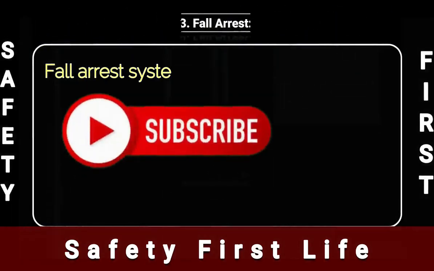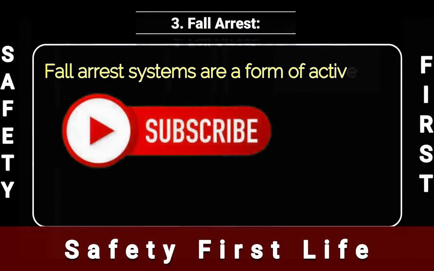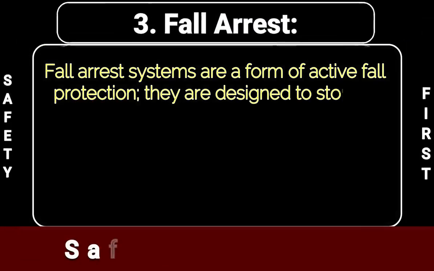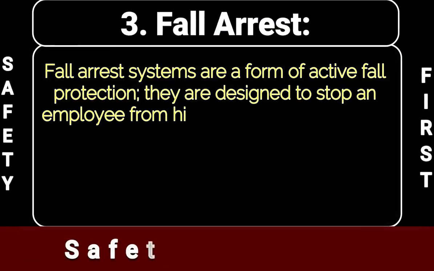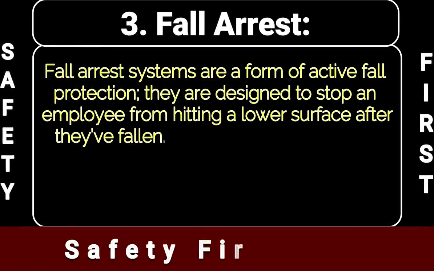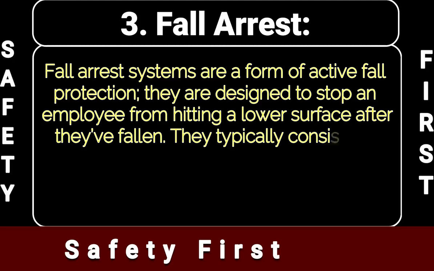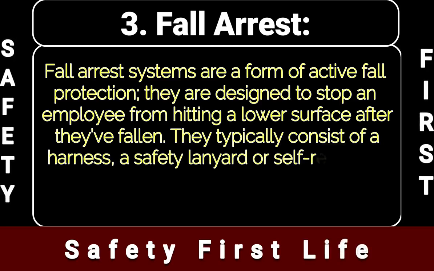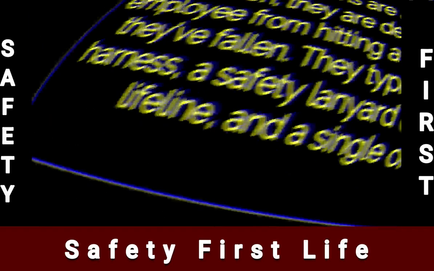Number 3, fall arrest. Fall arrest systems are a form of active fall protection. They are designed to stop an employee from hitting a lower surface after they have fallen. They typically consist of a harness, a safety lanyard or self-retracting lifeline, and single or multiple anchorage points.